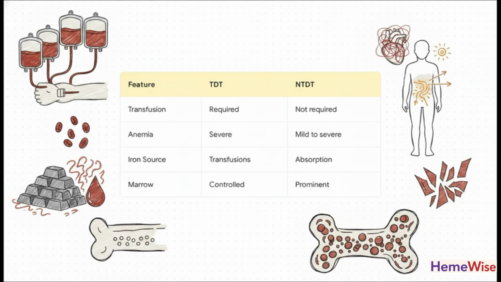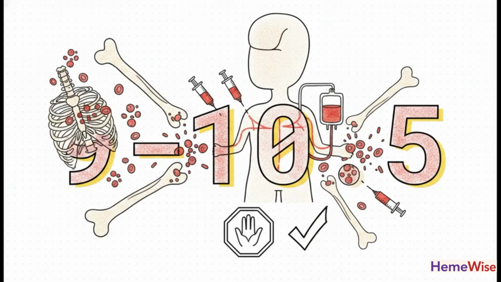But let me be clear, NTDT is not a mild disease. These patients still face massive risks from hypercoagulability, untreated marrow expansion, and severe iron toxicity from gut absorption. For our TDT patients, 9 to 10.5 grams per deciliter is the strict pre-transfusion hemoglobin target.